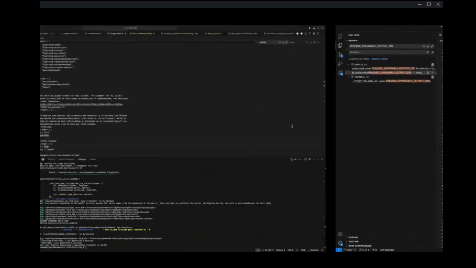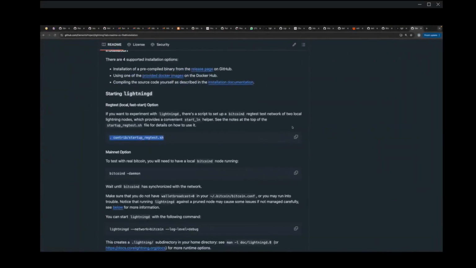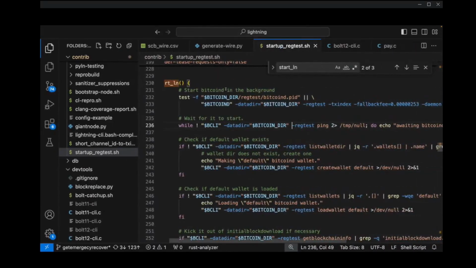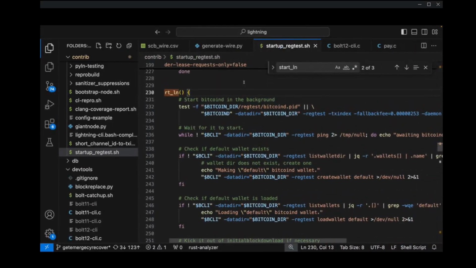Right, got it. Thanks. All right. Is that C Lightning or is it the LND repo? This one's C Lightning. Okay, C Lightning. Okay, thank you.